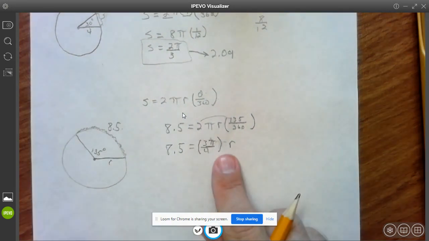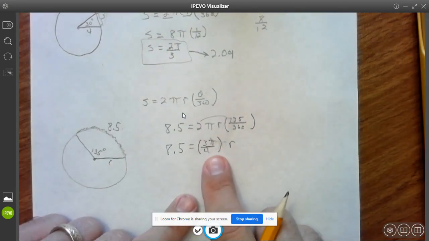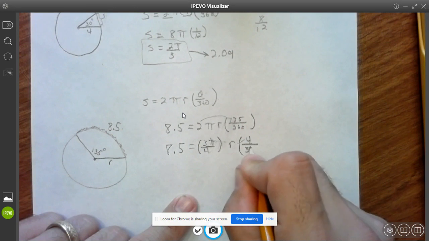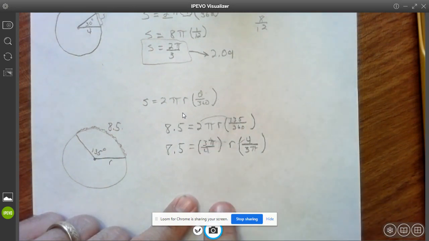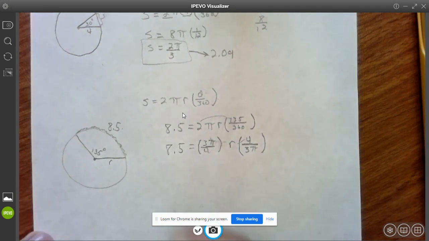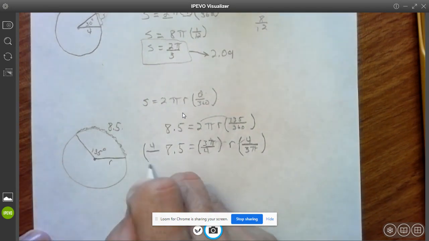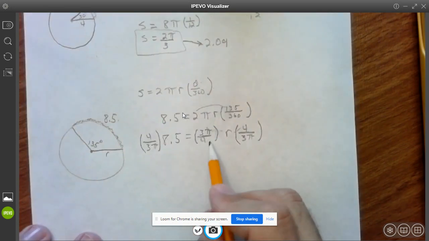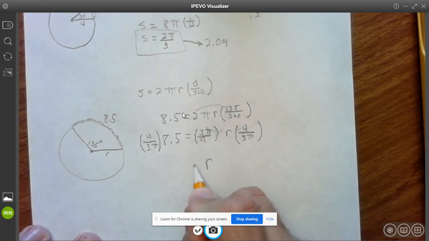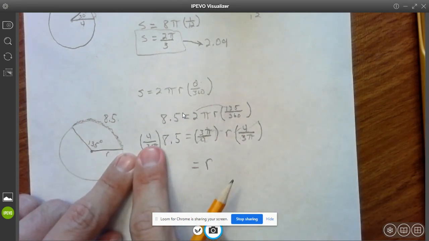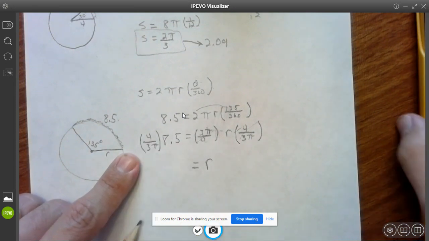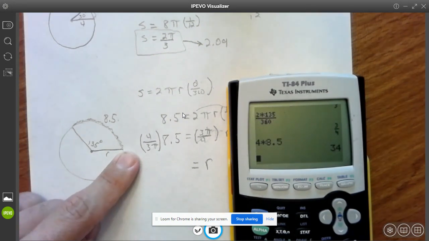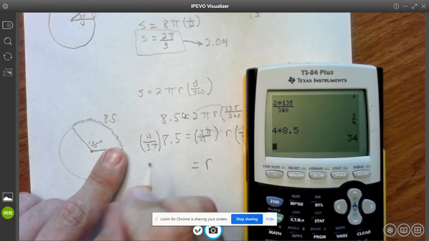From here, we'll multiply by the reciprocal of this. So we'll multiply both sides by 4 over 3 pi. That way the 3 pi's can cancel and the 4's can cancel. We'll have to do that over here as well, 4 over 3 pi. On the right side, those cancel, and you're just left with r. On this side, we'll have 4 times 8.5 over 3 pi. So 4 times 8.5 is 34. So you wind up with 34 over 3 pi.